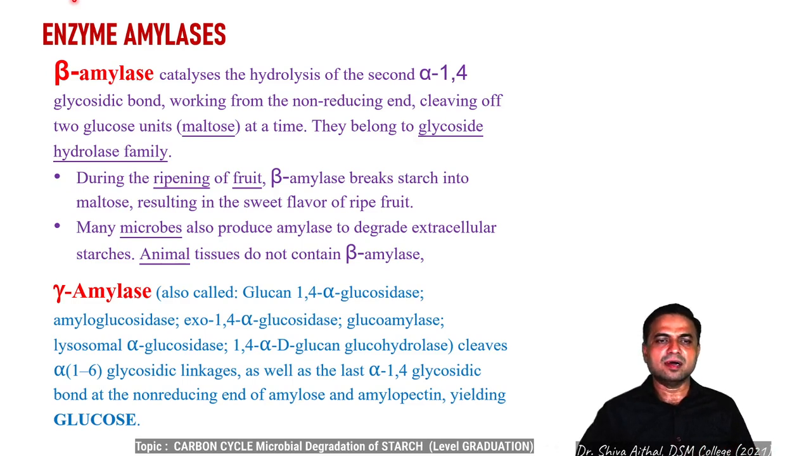There are many microorganisms which produce this beta amylase to degrade the extracellular starches when they encounter it in the environment as a source of carbon or in the growth media. Animal tissues do not contain beta amylase. The last one is amyloglucosidase.